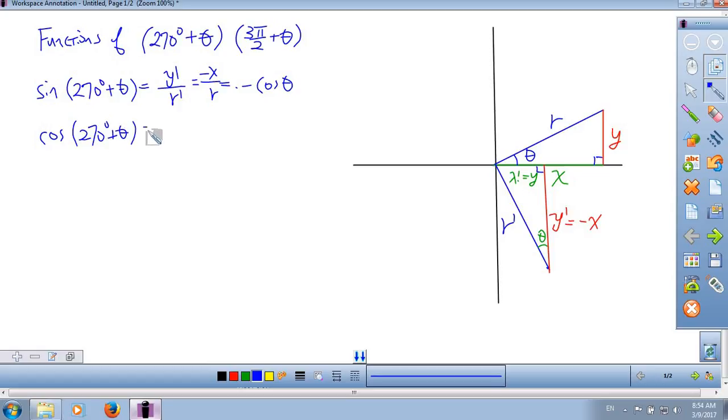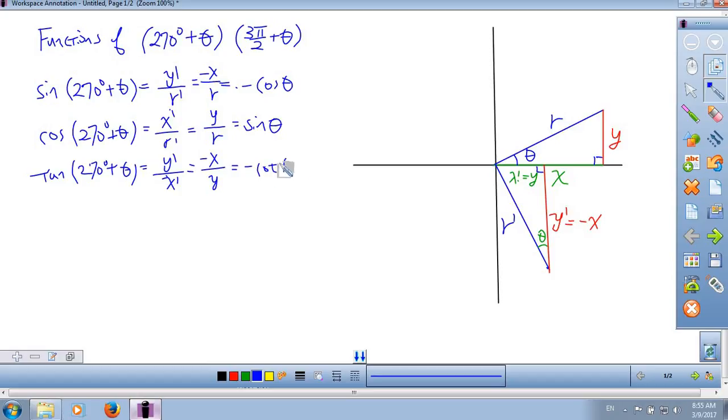Let's do everything and then figure out what the pattern is. Cosine is x prime over r prime. X prime is the same as y, r prime is r, so this will be sine of theta. And then tangent of 270 degrees plus theta will be equal to y prime over x prime. Now y prime is negative x, x prime is y, so it's negative cotangent of theta.